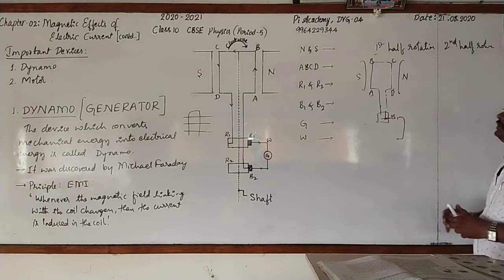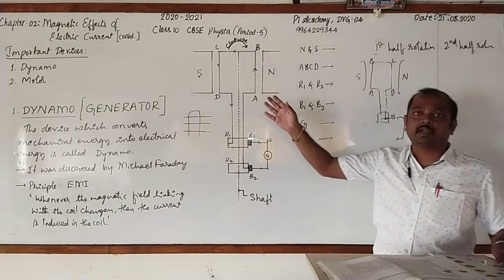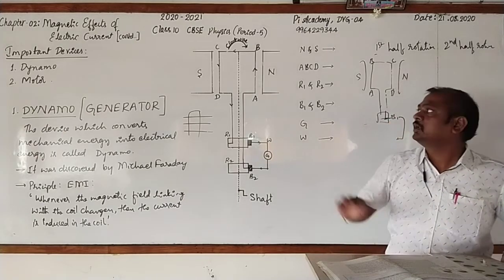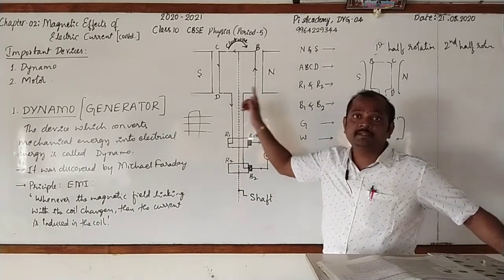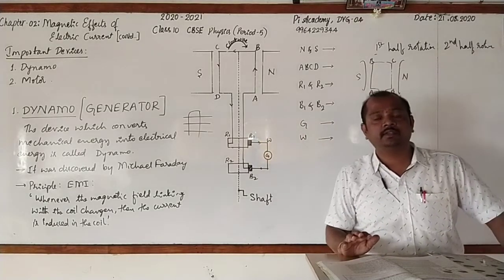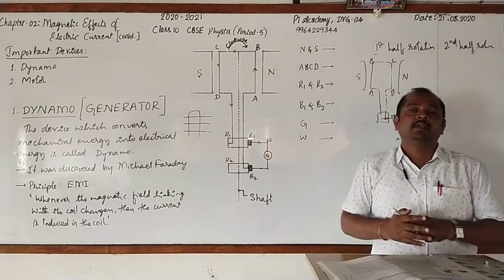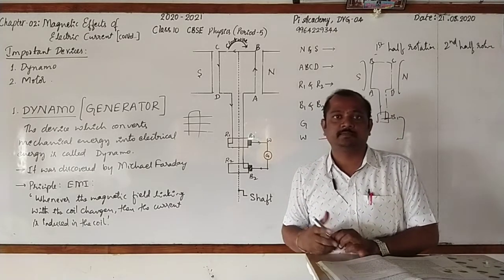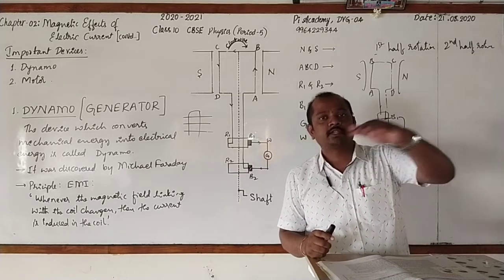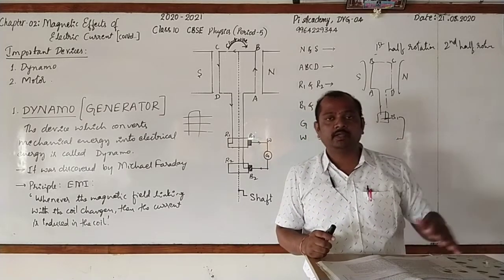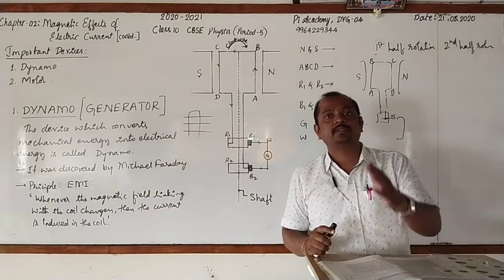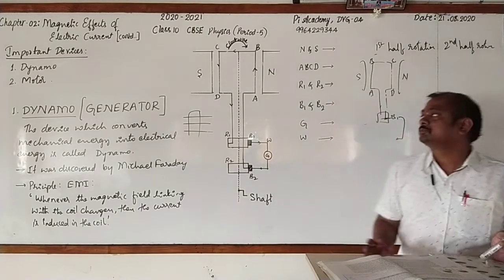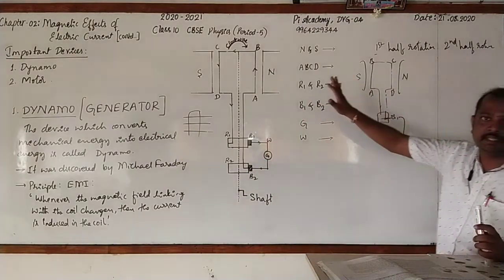Followed? Yes. Here the direction of current reverses continuously after every half rotation. Therefore, it is called AC dynamo, alternating current dynamo. And in current we have two types. Already I have explained that in the chapter called electricity. Direct current means the direction of flow of current in one direction only. It is unidirectional. Whereas alternating current, the direction of current keeps on changing continuously. So this is AC dynamo.